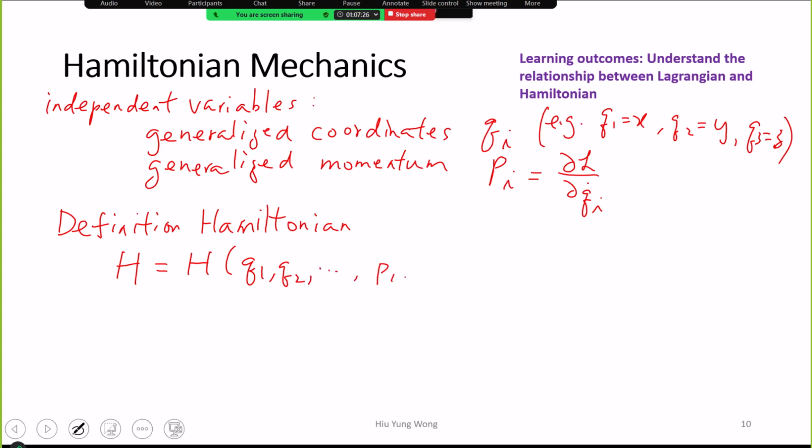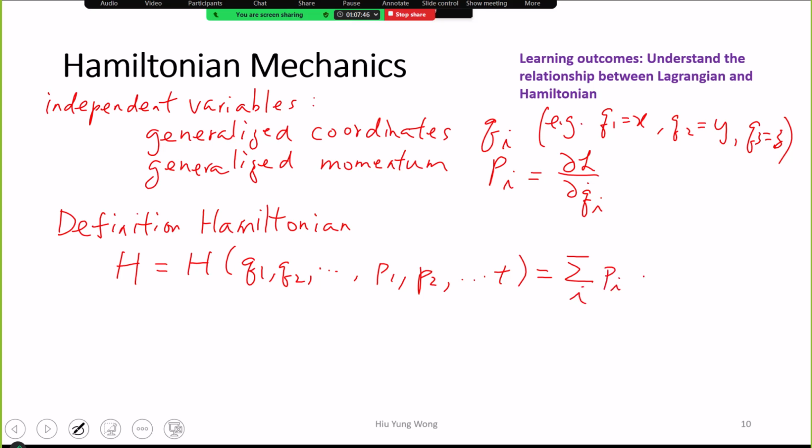But how do we define it most explicitly? It's defined as the summation over i of pi qi dot, minus the Lagrangian. It can be very confusing, but once you try a few of them, then you will understand.